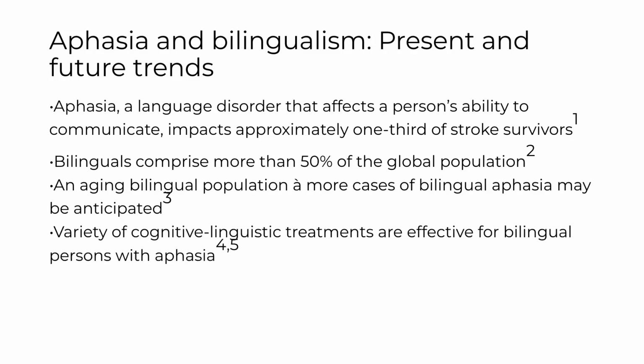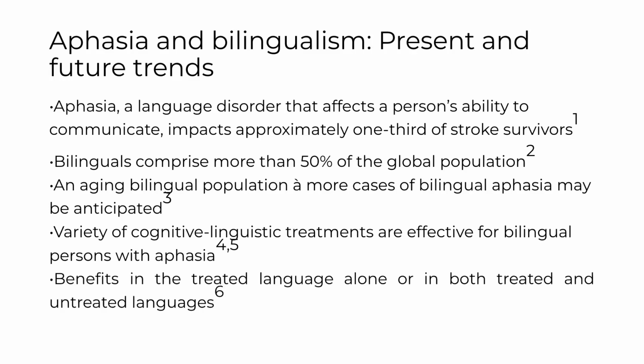So there are a variety of cognitive linguistic treatments that are effective for bilingual persons with aphasia post-stroke. And we actually see benefits in the treated language alone, or also in both the treated and untreated languages. So this becomes a question about saving labor, like Alan discussed: if we can figure out what language is the most efficacious for bilingual individuals with aphasia, we're saving ourselves some time in working out what language to treat.